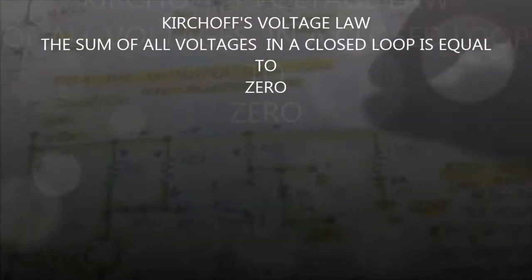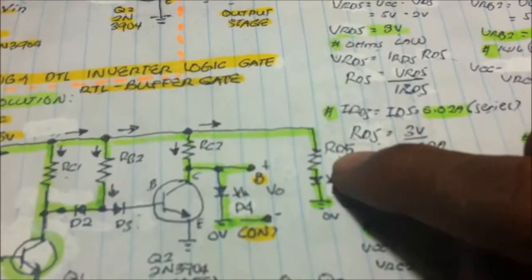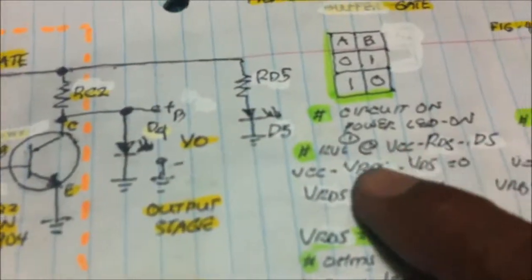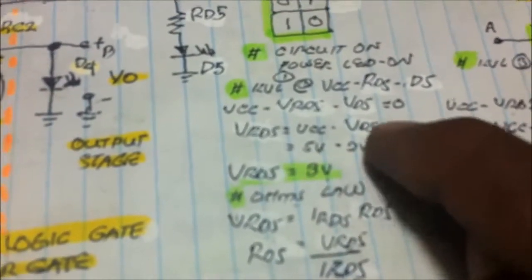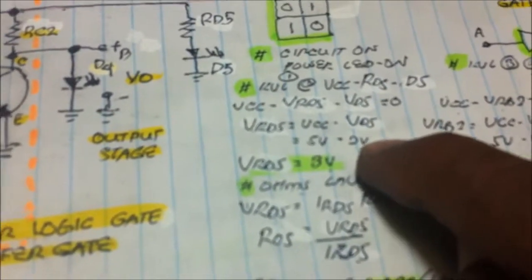VCC minus the voltage drop at RD5 and then to the D5. We now get here VCC minus VRD5 minus VD5 is equal to 0, KVL. Since the voltage drop at the LED is 2 volts, to turn on the LED, given in the data sheet, we got 3 volts.